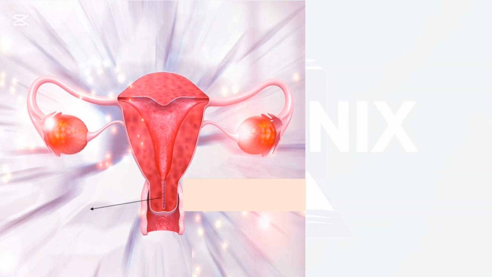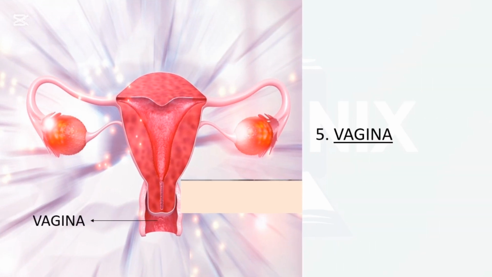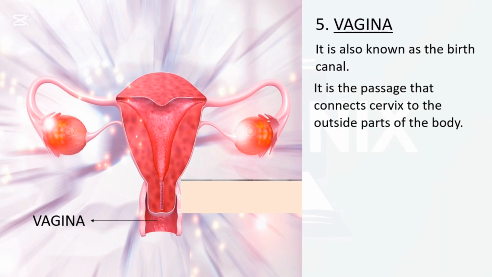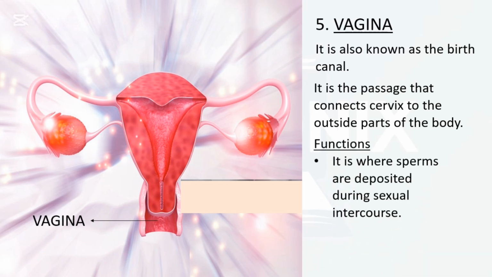The last part is the vagina. The vagina is also known as the birth canal. It is the passage that connects cervix to the outside part of the body. What is its function? This is where sperms are deposited during sexual intercourse.